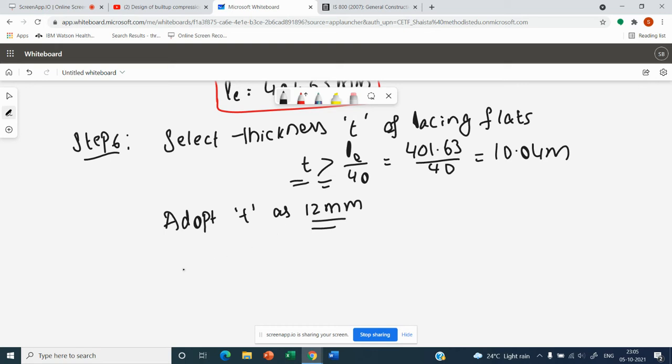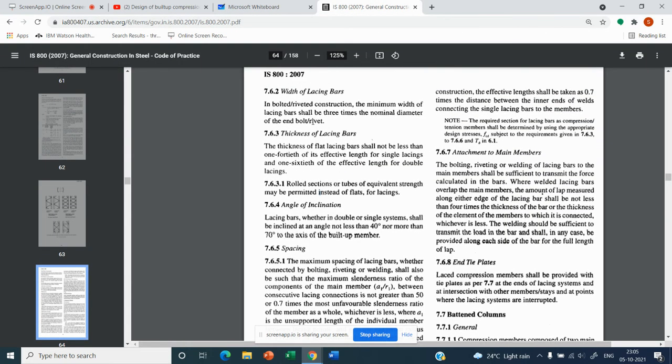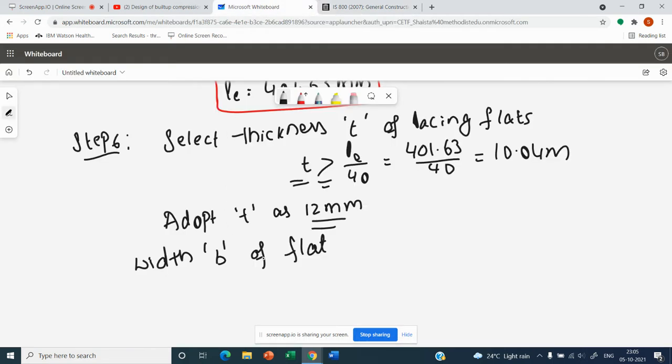Fine. Now coming to the b, so width of flat. As per IS 800 provisions, the minimum width of the lacing bar shall be 3 times the nominal diameter of bolt. Anyhow, we haven't selected the bolt diameter. So let us provide, and if it is not passing the test, then we can revise it. But to begin with, we can provide 50 mm wide flat.